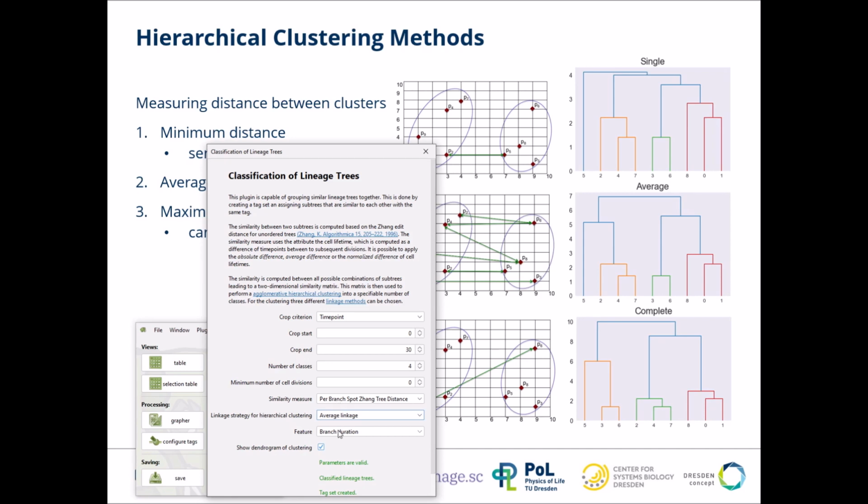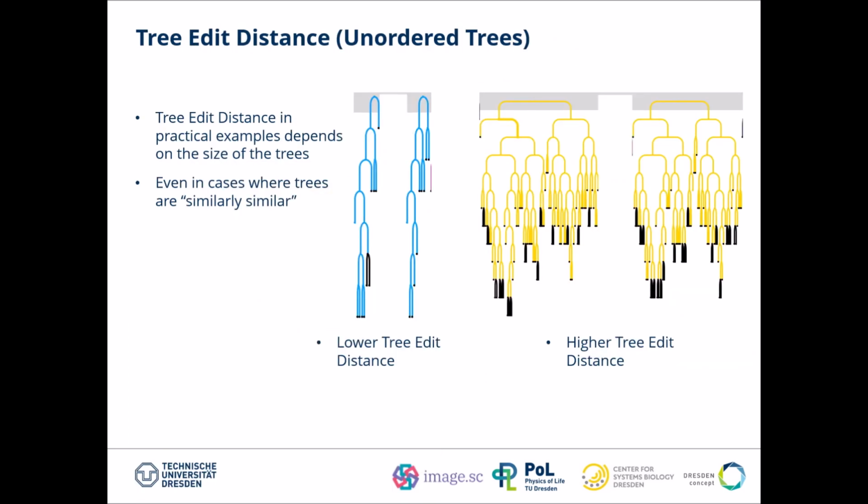There are two more parameters that I have not yet talked about. One is the feature; you currently have no selection. Currently only branch duration is available here. So that's the cost function that I mentioned earlier. So there are two more parameters in this lineage tree classification dialog that I have not yet introduced. One is the similarity measure. There's normalized Zhang tree edit distance, per branch spot Zhang tree edit distance, and Zhang tree edit distance. And I would like to introduce these three to you as well.